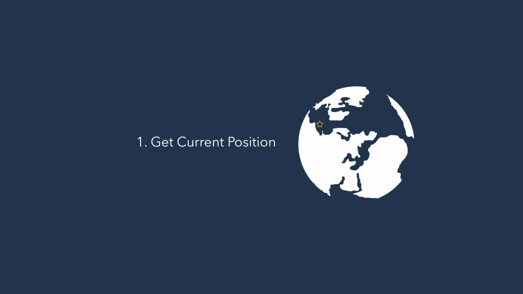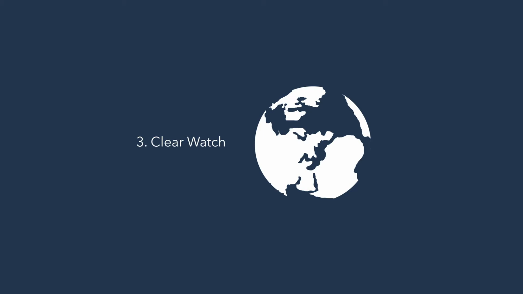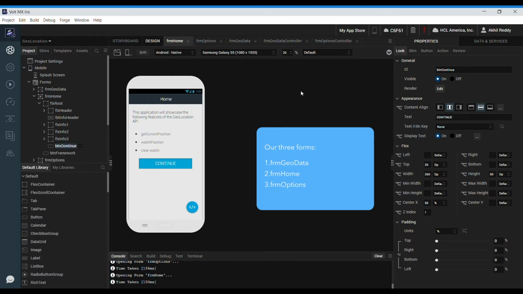1. Get current position to get the current device location. 2. Watch position to continuously monitor the device location. And 3. Clear watch to stop monitoring the device location. In our app, we use 3 forms.